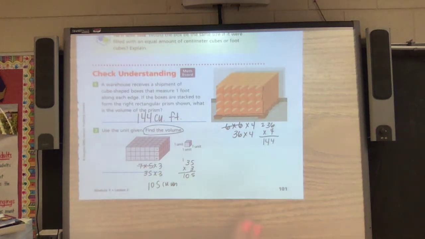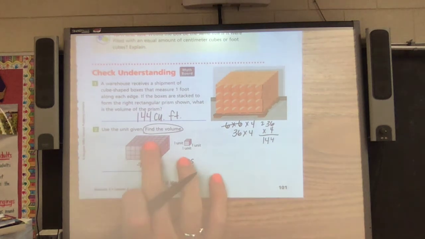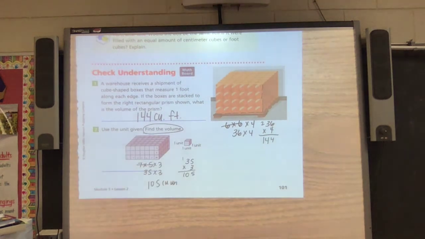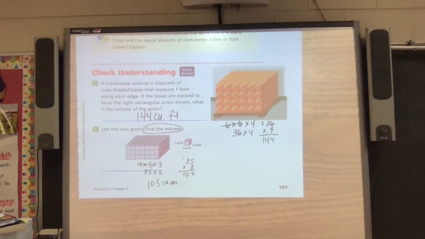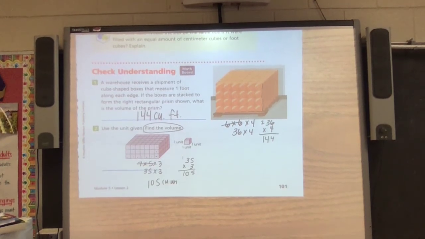Alright guys, so for your homework today, you are looking at some more figures just like these, and you are solving to figure out how many there are. Remember, you can't see them all, but if you know they're a solid figure, you can look for that length, width, and height and figure that out.